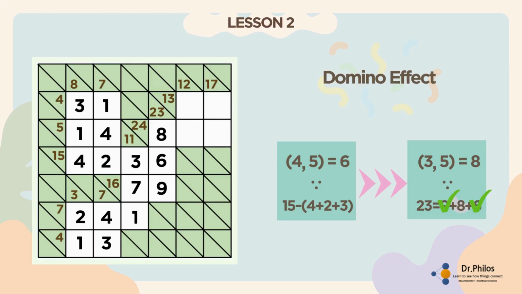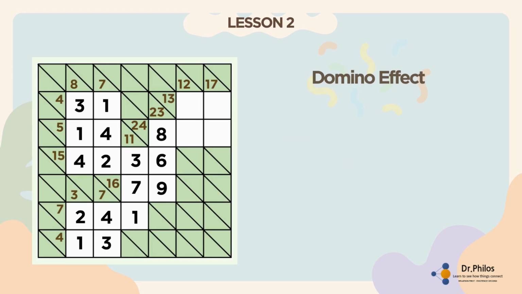Has the domino effect stopped now? No. Now I can figure out 3, 7. That box had 2 choices. How do you know it now? When I did not know 3, 5, 3, 7 was 9 or 8. But now I know that 3, 5 is 8.